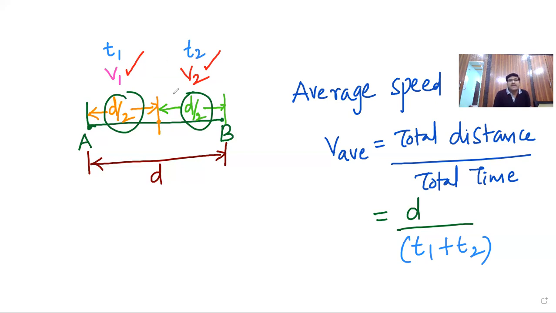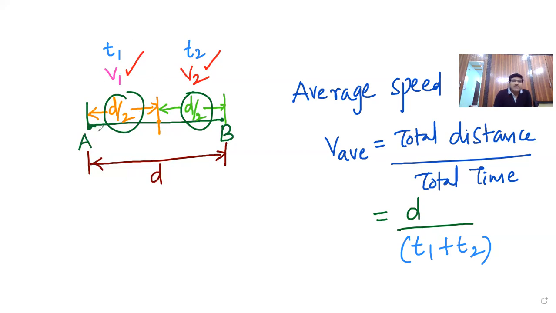Because here there are different speeds, though the distance is the same half, the speeds are different. Hence, the times will also be different. Hence, T1 plus T2 is the total time. Clear? Now, we don't know T1, and we don't know T2 also.